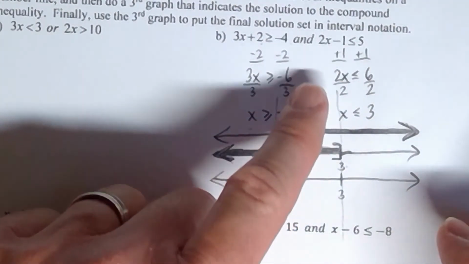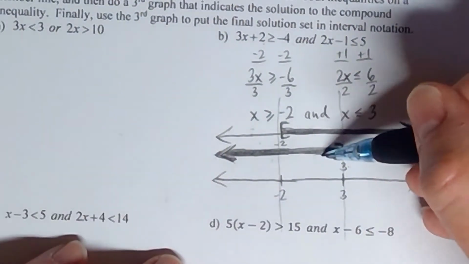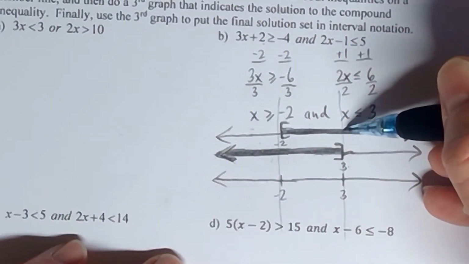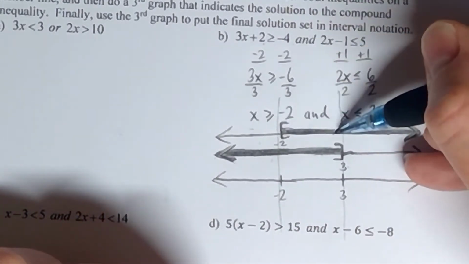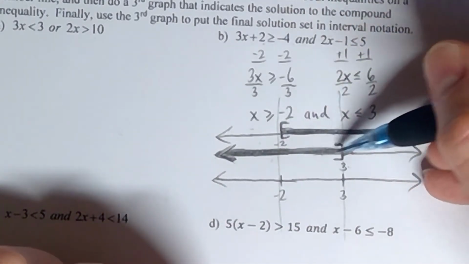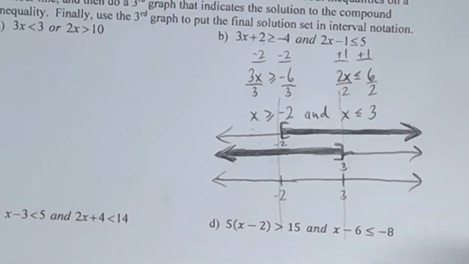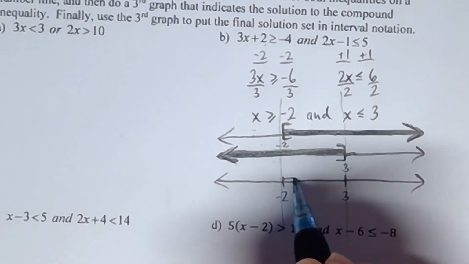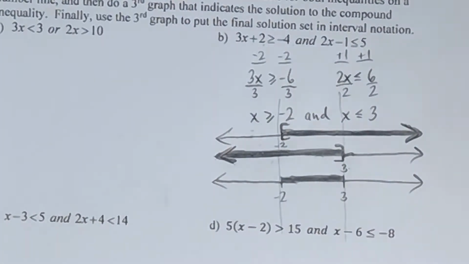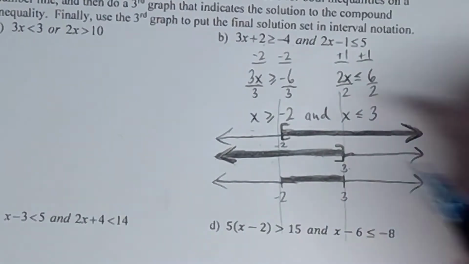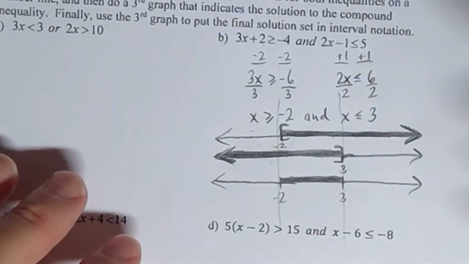Speaking of that, notice that the middle interval is shaded both times right here, all right? From -2 to 3, it's shaded both times. In this graph, from -2 to 3, and in the second graph here, from -2 to 3, both of them are shaded. And so as long as it's shaded both times, it's going to be a part of the final answer when you are doing the word and. But it has to be both.